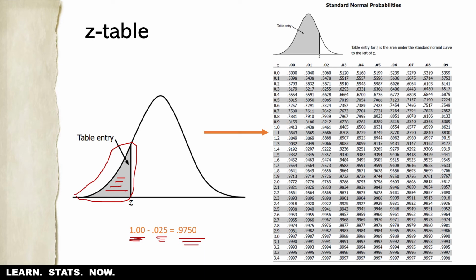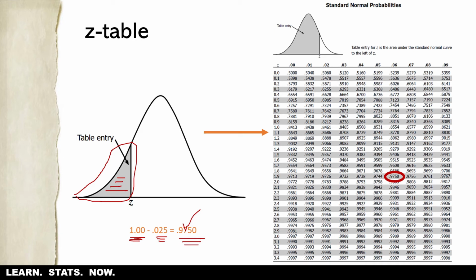So we look at the z-table and we say, okay, what we've got to find in all this mess of numbers is this value, 0.9750. Now, where does that occur? Well, it's right there. So there's our value in the z-table.